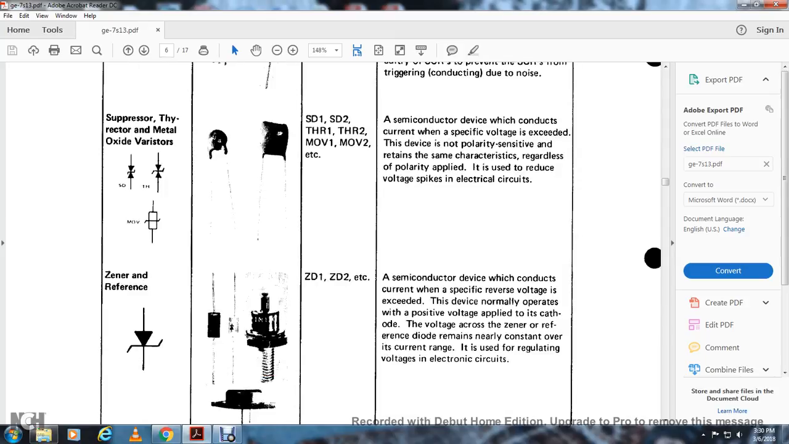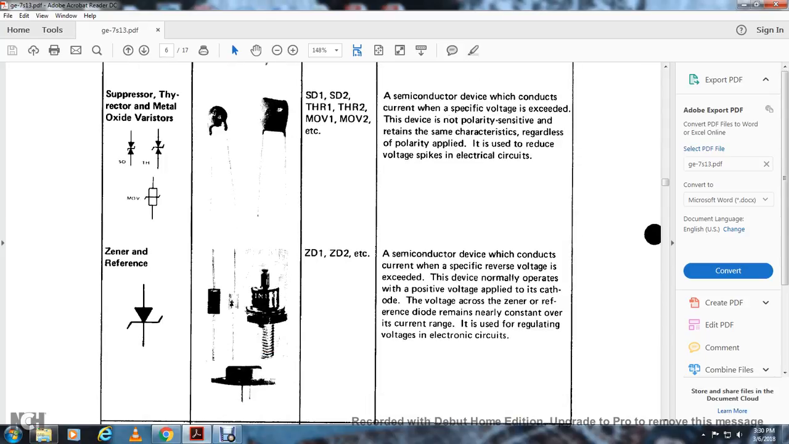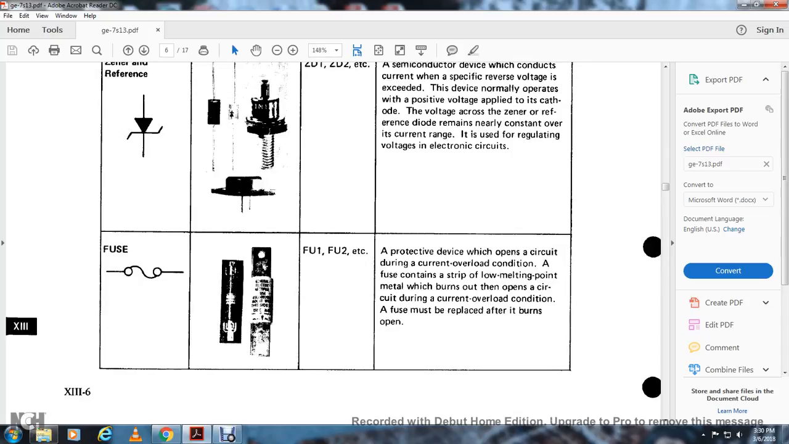Alright, your Zener reference diode is one pothead with a Z on it. It shows the pictorial, the designation ZD1 or ZD2 for Zener reference. The semiconductor device conducts current through the specified reverse voltage. The device normally operates with positive voltage applied to the cathode. The voltage across the Zener reference diode remains nearly constant over the current range and is used for regulating voltage in an electrical circuit.